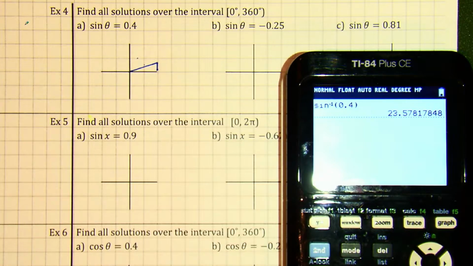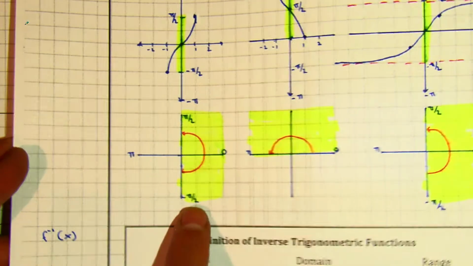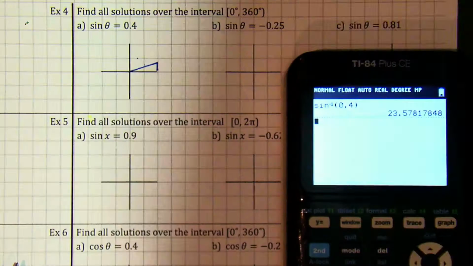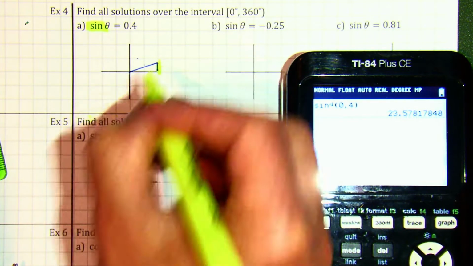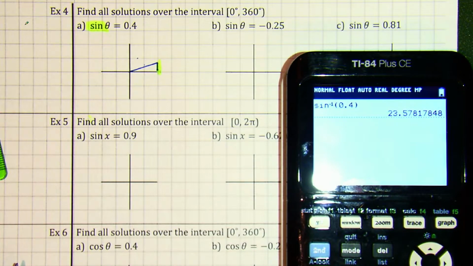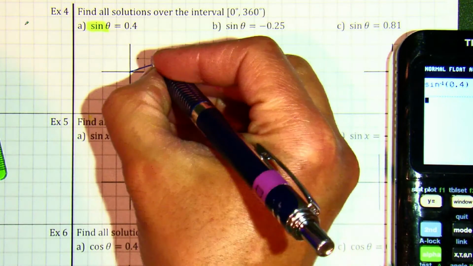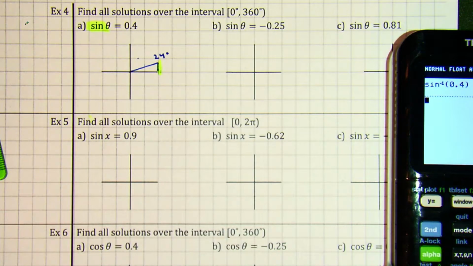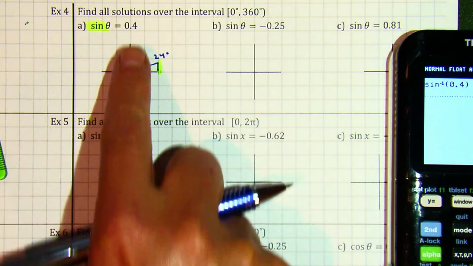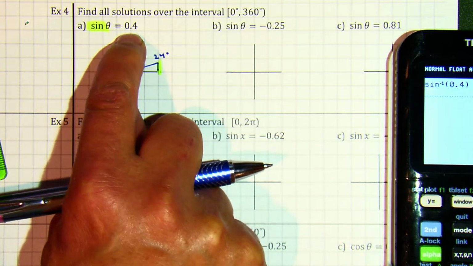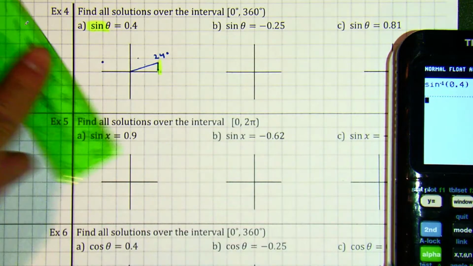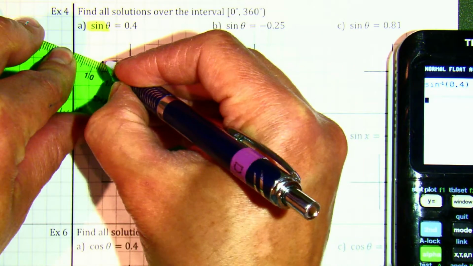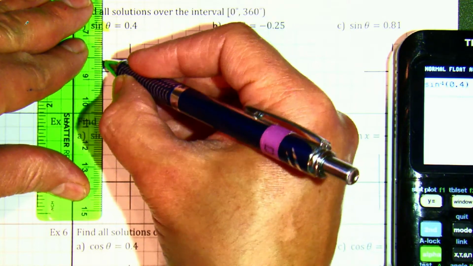So therefore, now remember that your calculator is going to give you only values from negative 90 to positive 90. And sine is your y value. So the y value is 0.4. But we know, and this is 24 degrees. We know that there's another y value on a unit circle that's also 0.4. So it has to be positive. So we know that the other one should be on this side, correct? That's the other angle, which will have the same y value.